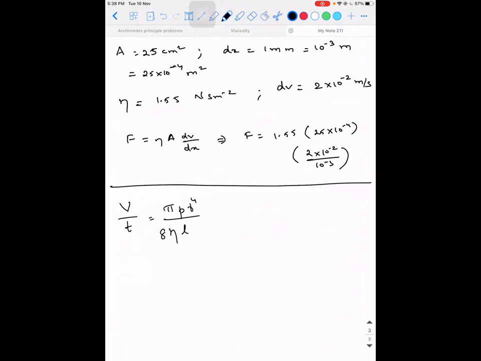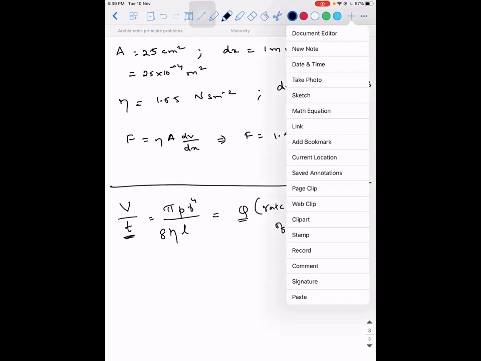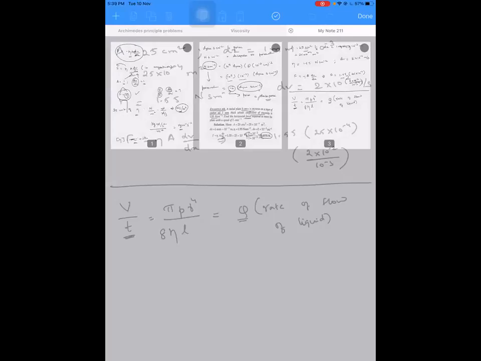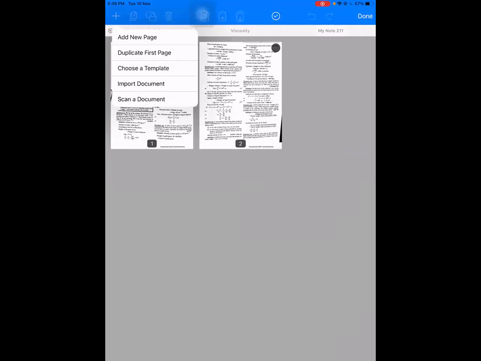So generally this V by T is written as Q, which is called the rate of flow of liquid. Yesterday I told you, when do you use the word rate? When something is measured with respect to time. Here the amount of volume flowing per unit time is called the rate of flow of liquid. So pi P r power 4 by 8 eta L.